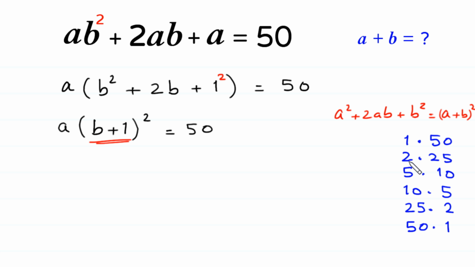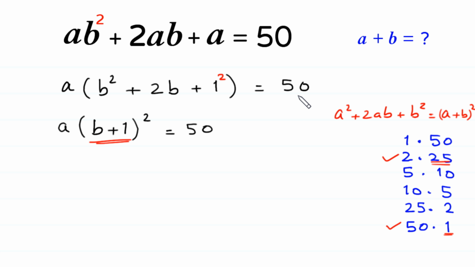In this factor pair 2 times 25, the second factor 25 is a perfect square. 25 is a square of 5, so we select this pair, and in this factor pair 50 times 1, the second factor 1 is a perfect square, so we select this factor pair, and we have only two cases. First we solve this one, 50 times 1.